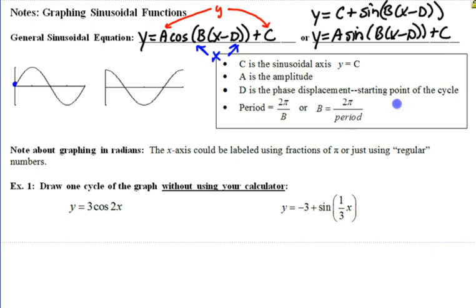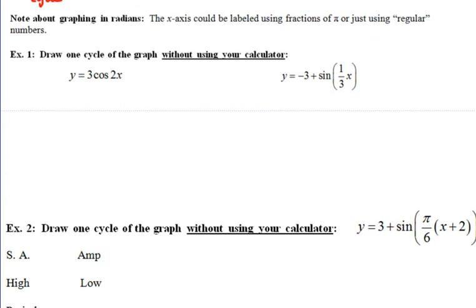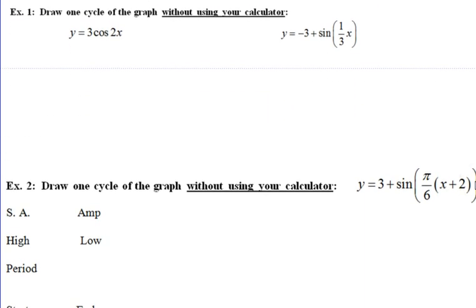Also recall that we have 5 key points, called the critical points, for a sine cycle or a cosine cycle. So here's a sine cycle, here's a cosine cycle, and when we label the x-axis, the locations of those critical points are evenly spaced on the x-axis, dividing the cycle into fourths. Remember, this is one period for one cycle. So let's graph a few of these and see how we can take the numbers in the equation and draw the graph. First of all, we have y equals 3 cosine of 2x.